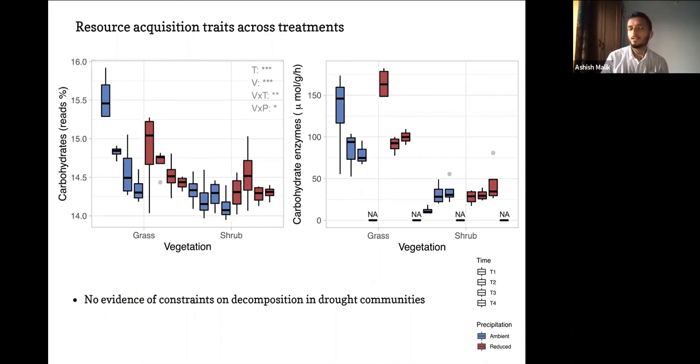We see that in the grass communities, there is higher carbohydrate genes. There's also higher carbohydrate enzyme activity. Then in the shrub communities, the precipitation treatment is not very clear, although there is some indication that in the grass ambient, there is higher abundance of carbohydrate genes than in the drought treatment. But overall, we did not see any evidence of constraints on decomposition machinery in the drought communities.